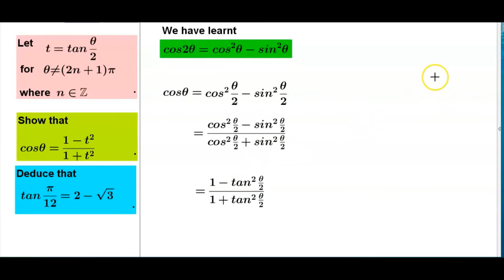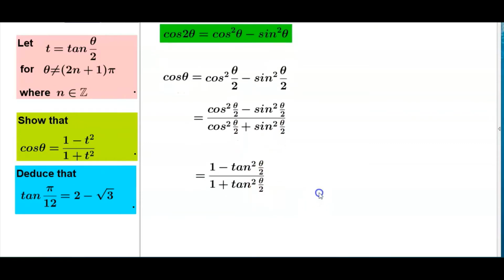Dividing both numerator and denominator by cos squared theta by 2, we get 1 minus tan squared theta by 2 in the numerator, over 1 plus tan squared theta by 2 in the denominator.